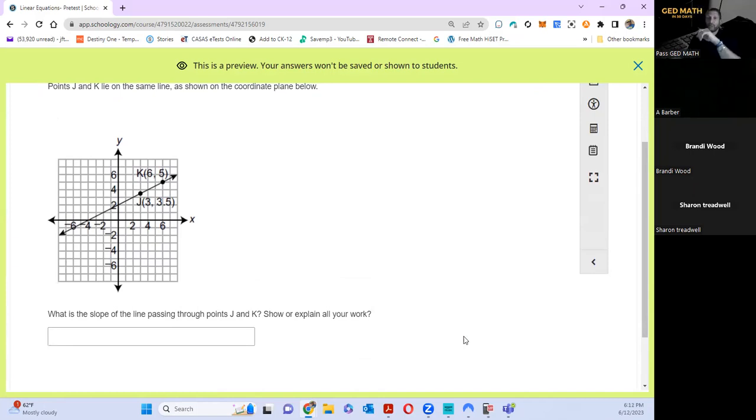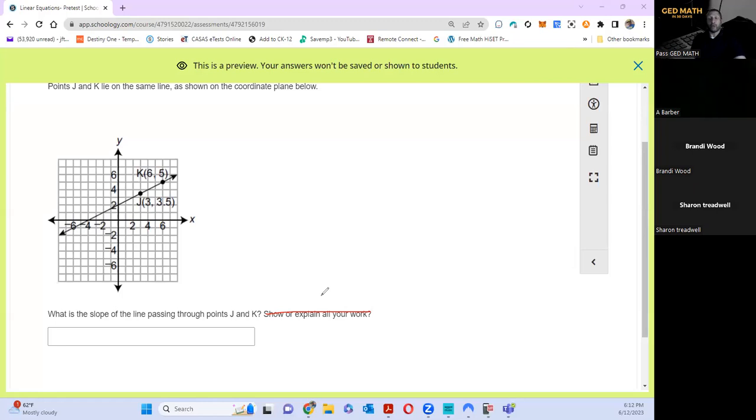Okay. So watch this. Let's walk through this problem together and let's see if we can figure this out. What is the slope of the line passing through points J and K? Show or explain your work, right? Well, I'm going to take that out. That's how you know I copied and pasted from somewhere else. But anyway, because you can't show or explain your work on a computer screen, so I'm going to take that out anyway.